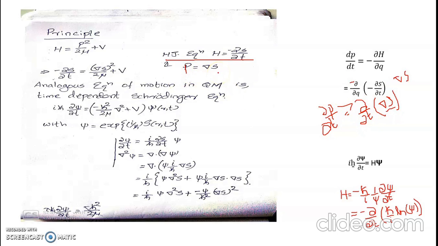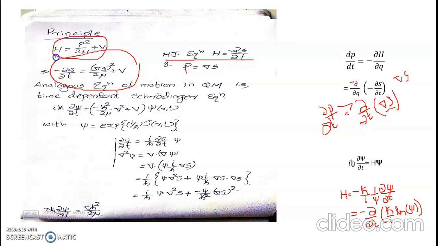So this is something that you have already come across in classical mechanics. So substitute for p equal to grad S. The analogous equation for the equation of motion in classical mechanics corresponding to this classical Hamiltonian is given by minus ∂S/∂t equal to, substituting p equal to grad S, we obtain this as, say, (grad S) whole square divided by 2μ plus V. So this is the classical equation of motion derivable from the classical Hamiltonian.